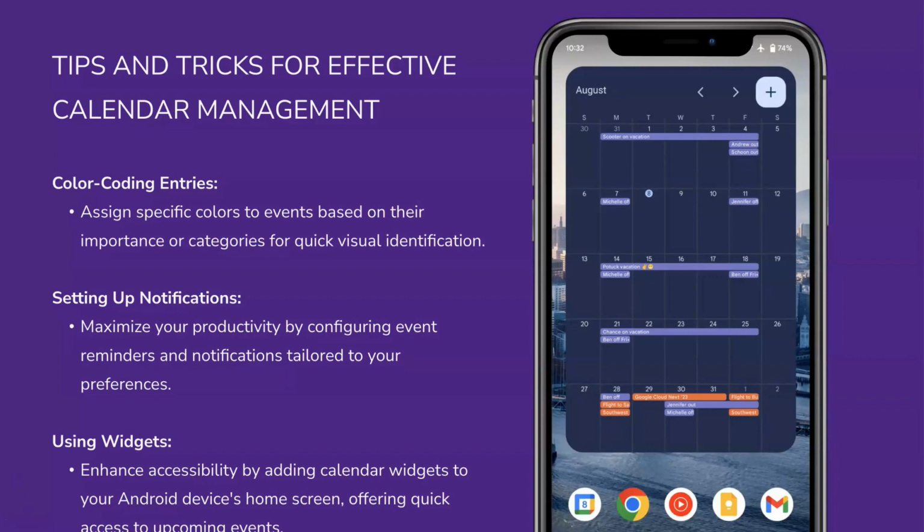Color coding entries. Assign specific colors to events based on their importance or categories for quick visual identification. Setting up notifications. Maximize your productivity by configuring event reminders and notifications tailored to your preferences. Using widgets. Enhance accessibility by adding calendar widgets to your Android device's home screen, offering quick access to upcoming events.